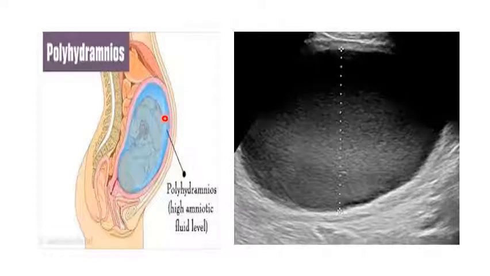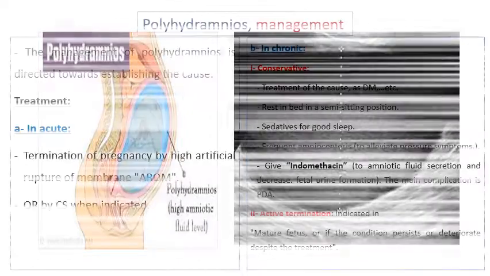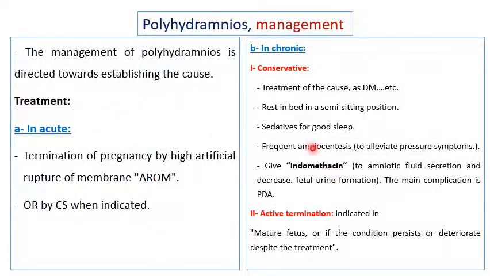Here is again the fetus inside the uterus, the bluish area representing the amniotic fluid. A large pocket more than 8 cm equals polyhydramnios. Even one pocket more than 8 cm equals polyhydramnios. No need for estimation of the other 3 pockets. Yes, the management of polyhydramnios actually is directed towards the cause.